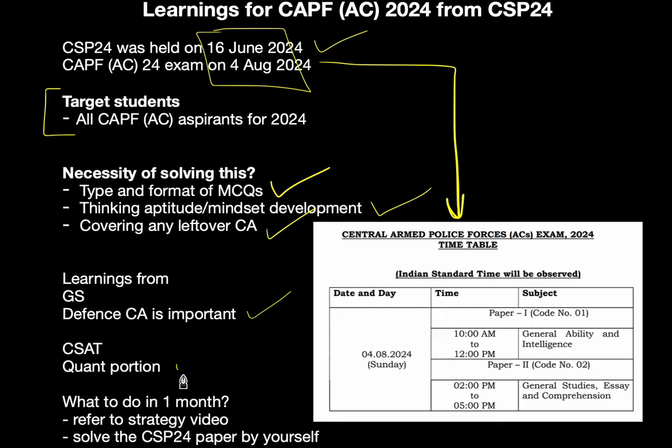And CSAT, the quant portion, is also helpful for the CAPF, and CSAT 2023 is also a must-do exam. The CSAT 2023 was an exceptionally hard exam, and it was a very big shock and a big jerk to almost all of the candidates for the civil services prelims that year. Now, I urge you that you should solve the CSAT 2023 and the 2024. You can leave the reading comprehension questions, so you will be left with just 53 questions in both the papers, 23 and 24. Just solve those 53, read up their answers, understand them, and they will help you in the CAPF.